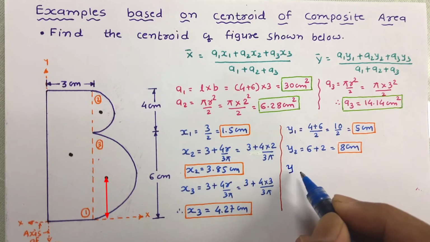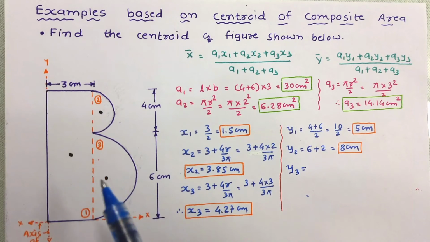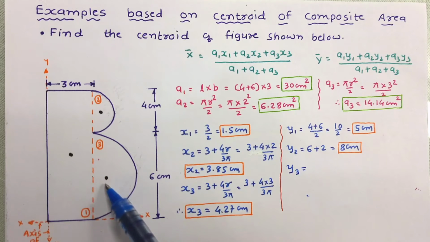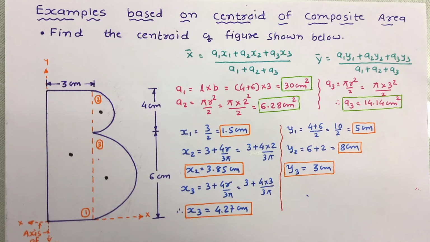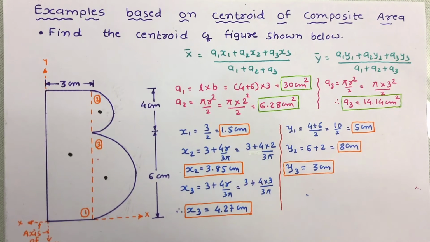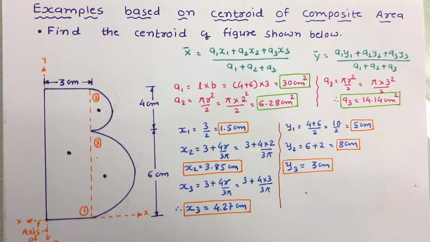Now let us work out y3. y3 is the centroidal distance of the third figure from the reference x-axis. So it is this much distance, and that is half of its diameter, meaning radius. So this distance is going to be 3 centimeters. Now after getting all A1, A2, A3, x1, x2, x3 and y1, y2, y3, we substitute all the values in the equation of centroid, and let us work out the centroid.